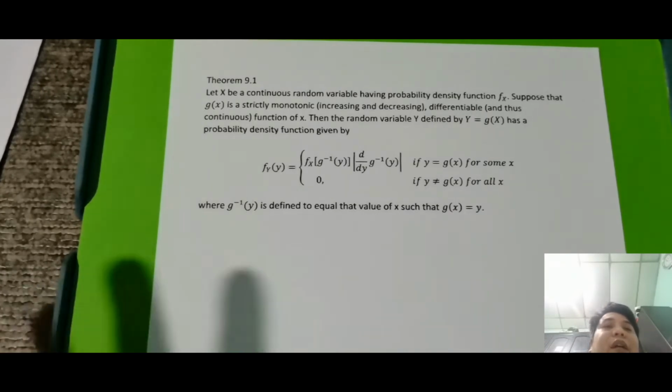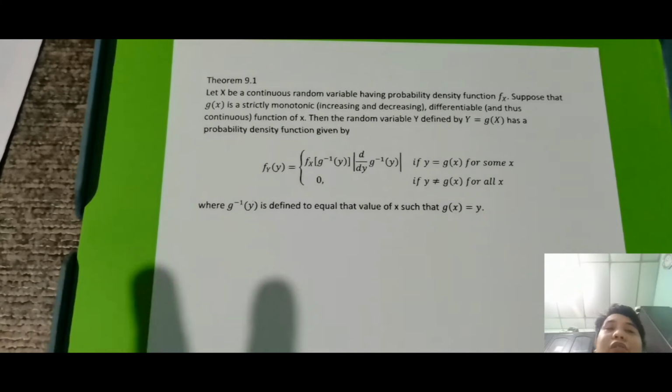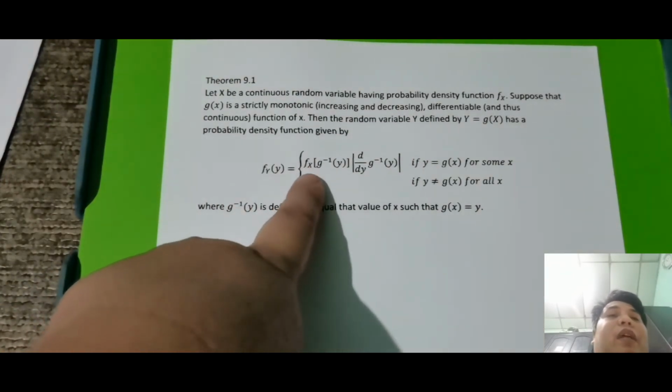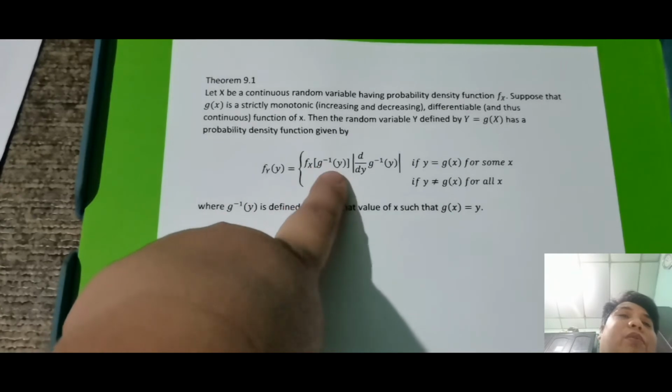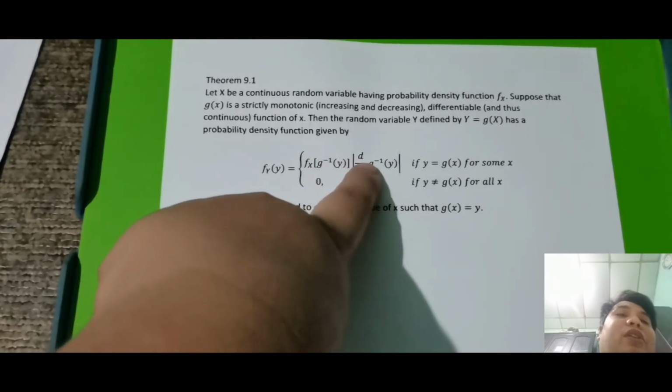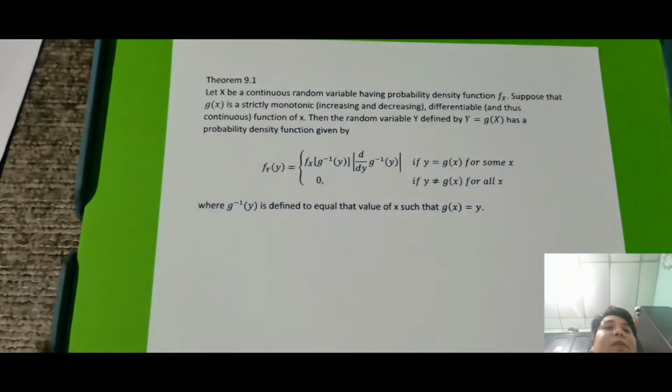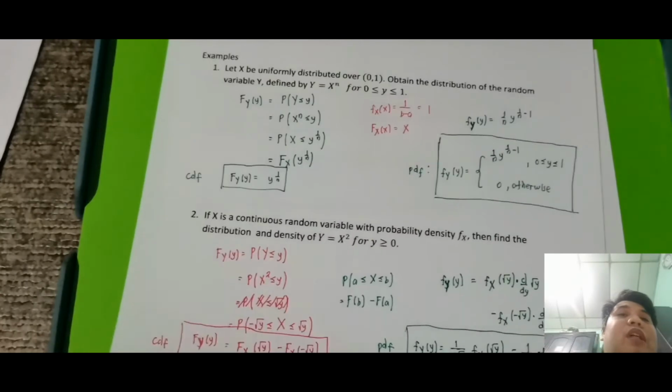So, then, the random variable Y, defined by Y is equal to g of X, or the random variable X, has a probability density function given by f sub Y of y is equal to f sub X of g inverse of y, then derivative with respect sa y na g inverse of y, if Y is equal to g of X. So, ayun nga, kung kaya mong i-represent si Y sa g of X, so tulad nga nitong mga example natin, pwede mo siyang i-represent na lang eh.